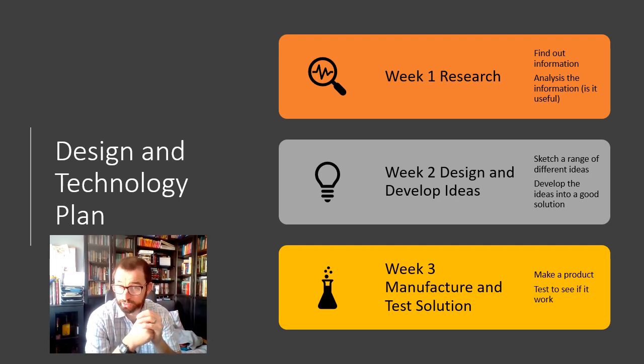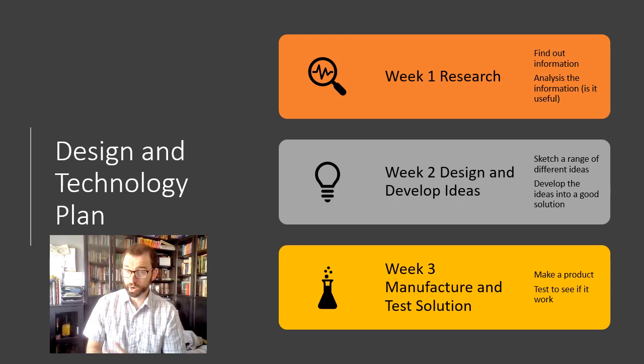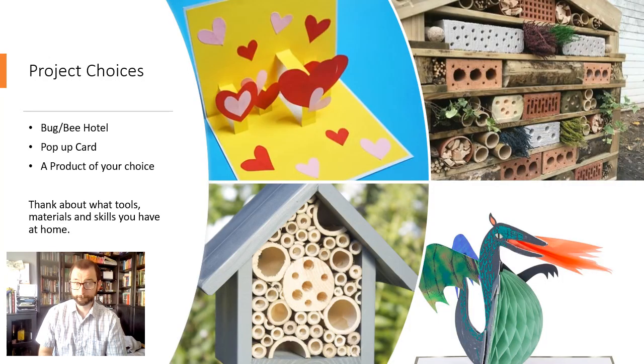Week 2, we're going to look at designing and developing ideas. So we have to sketch some ideas. We're going to then change and develop them and tweak them to try and make them better. And then week 3, we're going to have a go at making something. Okay, and then we also need to test to see if that product works. So that's quite a lot to try and do in a 3-week project. So we've tried to pick some projects that make things a little bit easier, a little bit more accessible for you at home. And I'll talk through the projects and why we've got them on the next slide.